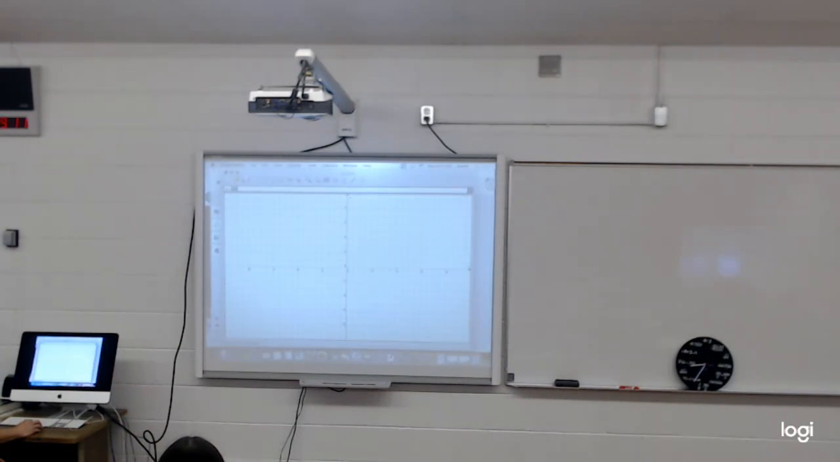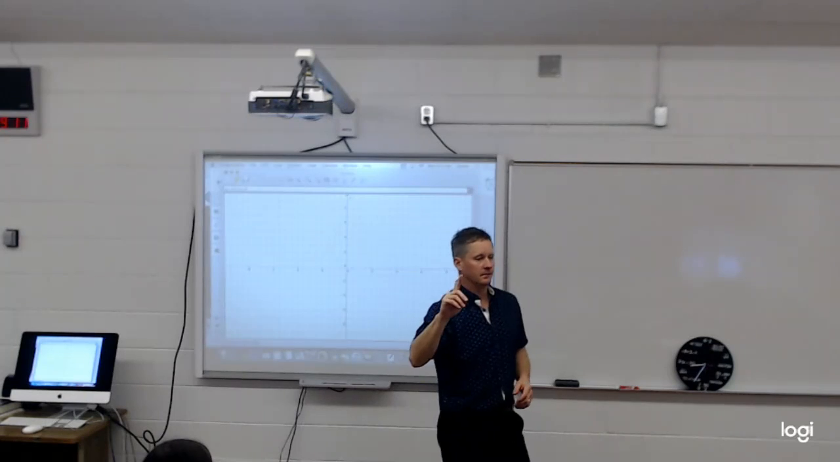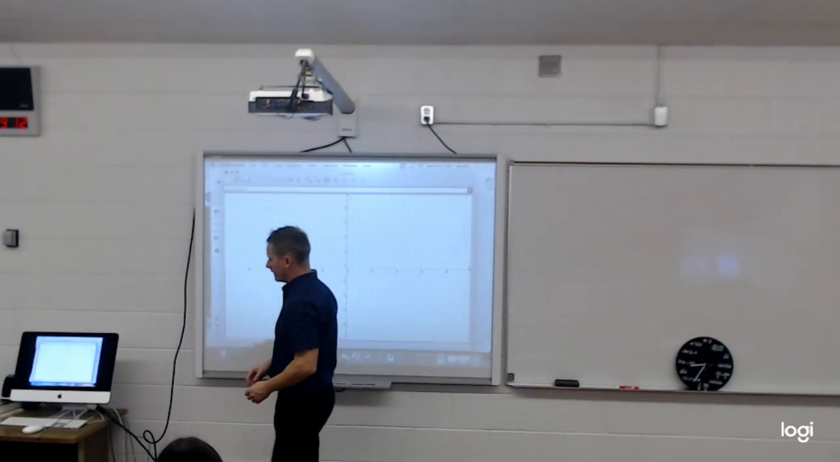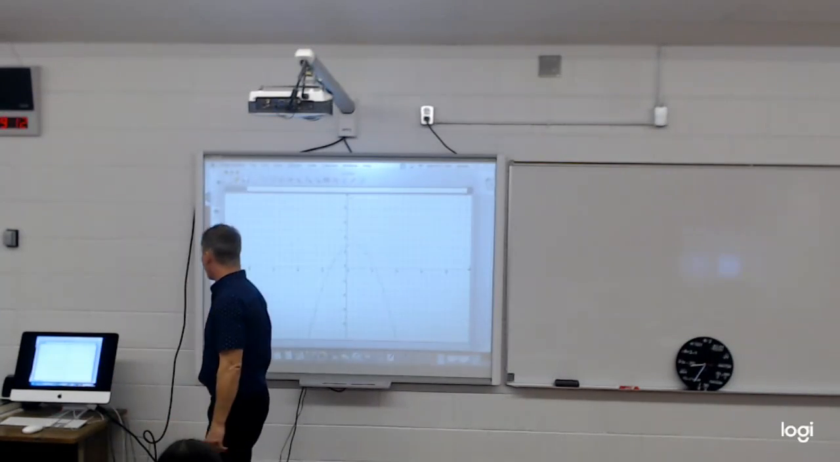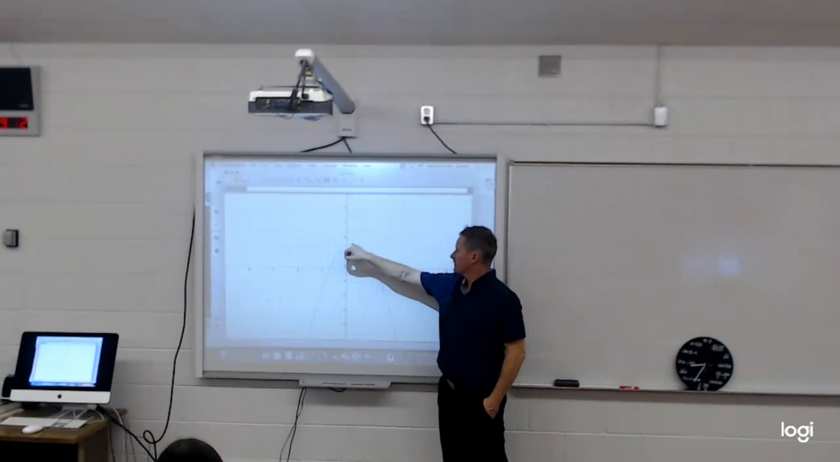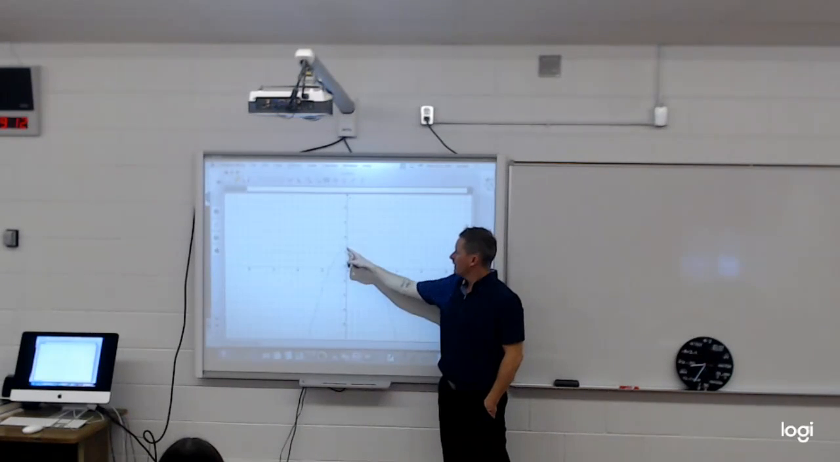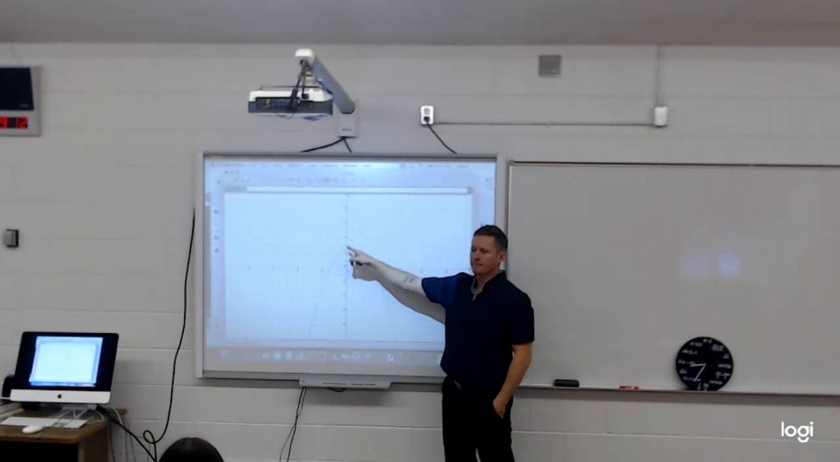Okay? So I have negative x squared plus something x plus 3, right? So the first thing that we do, b is going to be 1. Okay? So we'll just put it in as 1 and let's see what happens. All right. So first things first, the vertex is right here. Okay? Y-intercept is right there.